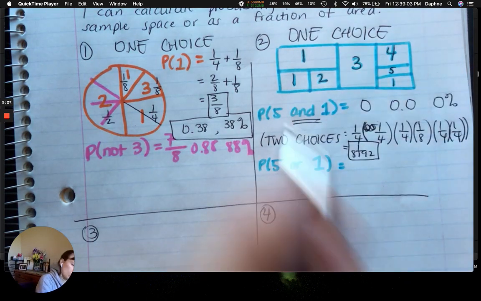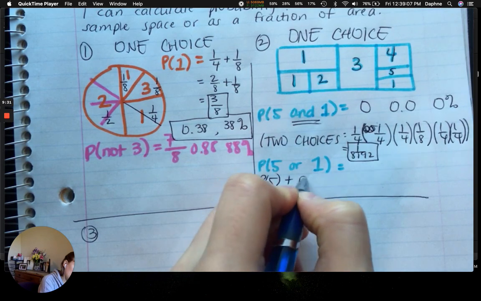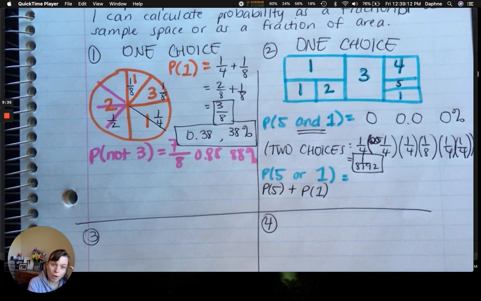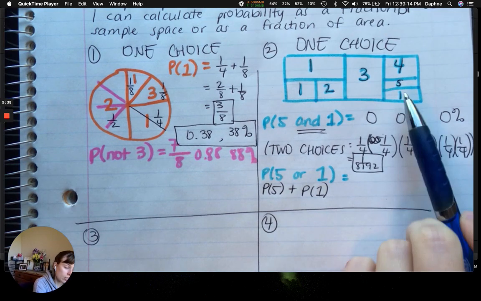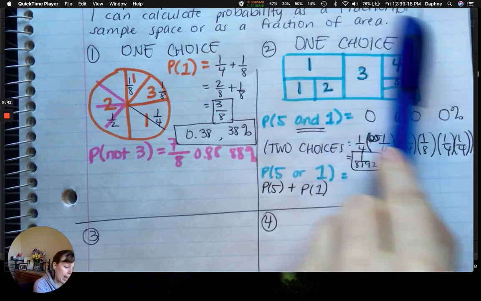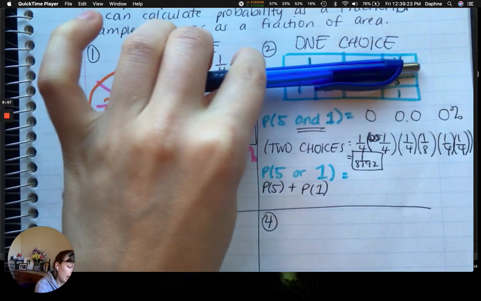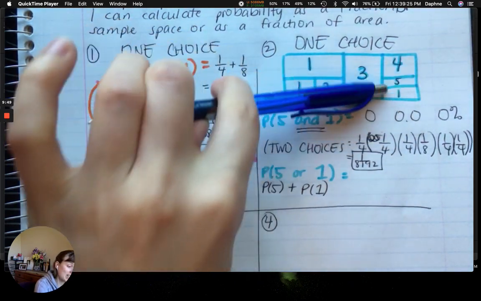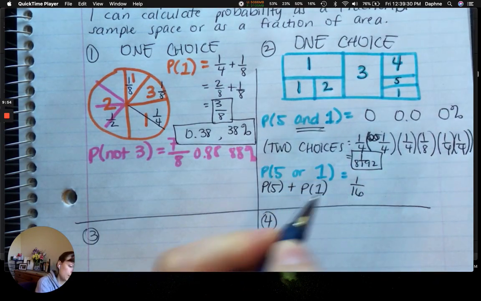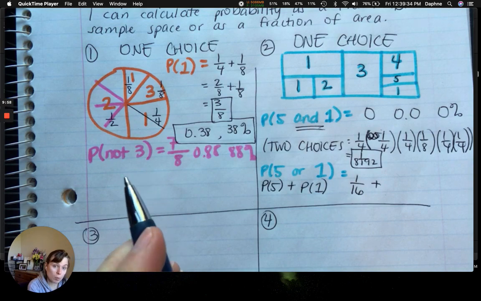Okay? So then I'm going to be taking the chances of a 5 and adding to it the chance of a 1. So think about what fractions will get you to this 5. Okay? So remember, this is half, this is a quarter, this is an eighth, so this is a 16th. So the chance of a 5 is 1/16. The chance of a 1 has multiple options.